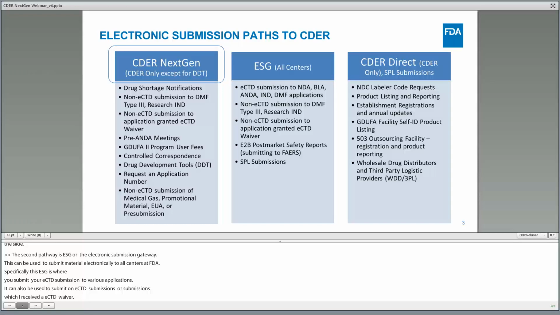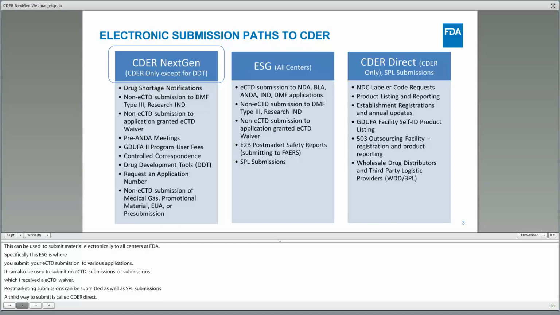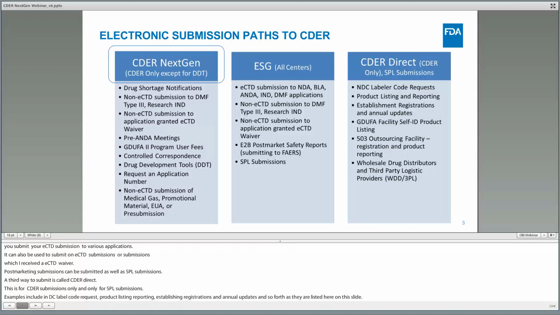A third way to submit electronically to CDER is called CDER Direct. This is for CDER submissions only, and these are for SPL submissions. Examples include NDC labeler code requests, product listing and reporting, establishment registrations and annual updates, and so forth as they are listed here on this slide. So this slide is just meant to give you an overview of the 3 different electronic submission paths to CDER. And now we will go into more detail on the CDER NextGen path.